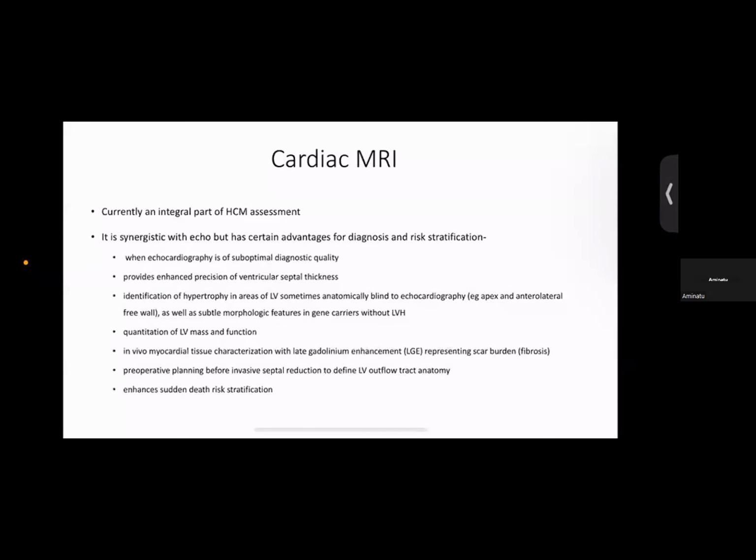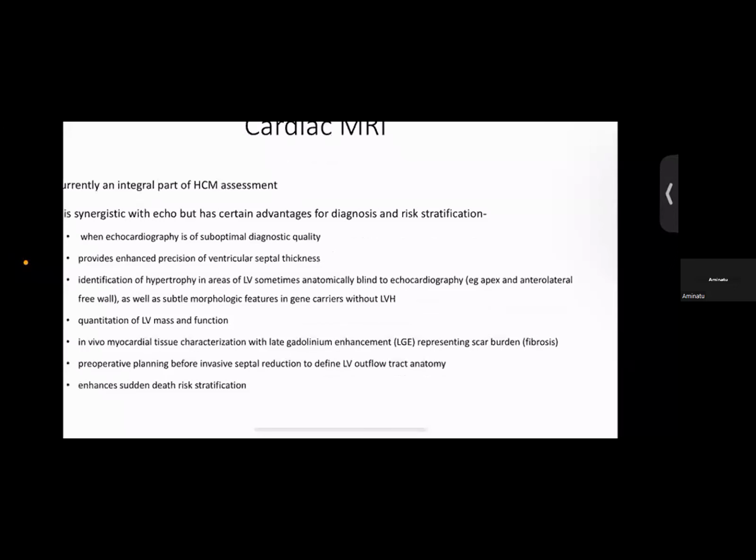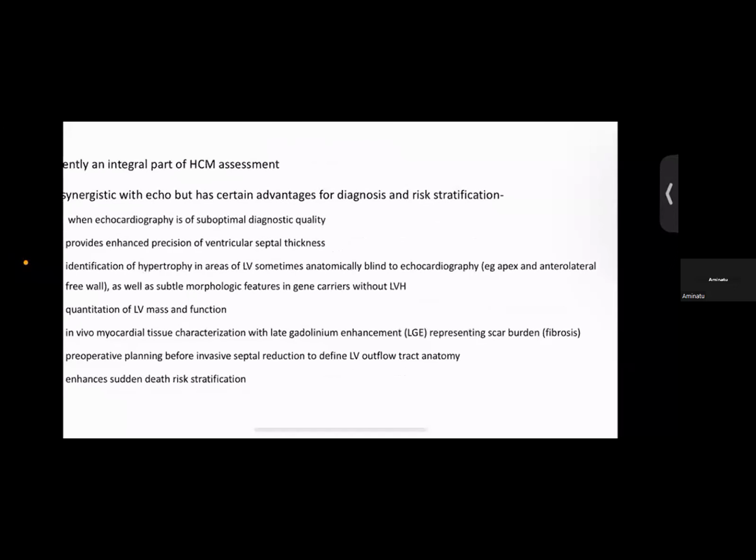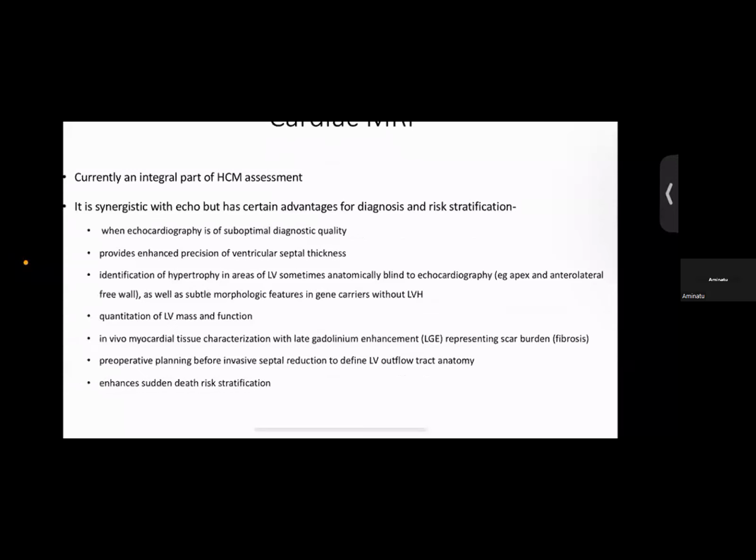It identifies the hypertrophy in areas of the LV that are usually missed in echocardiographies, such as the apex and anterolateral free wall. There is proper quantification of the LV mass and function. You can also do myocardial tissue characterization by LGE, and the burden of LGE shows more burden of fibrosis. Preoperative planning can be done before invasive septal reduction. That is the surgical approach to treatment, which we'll discuss later.